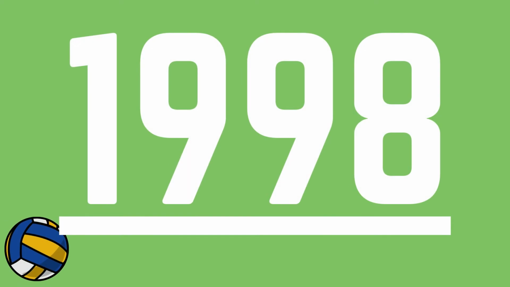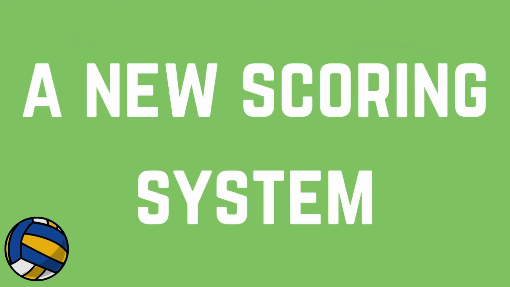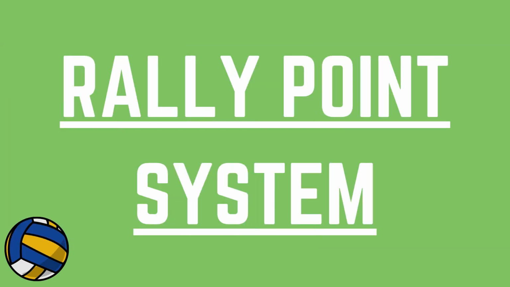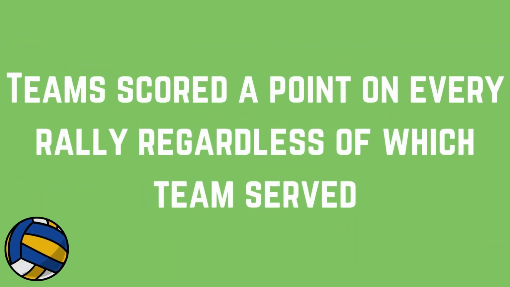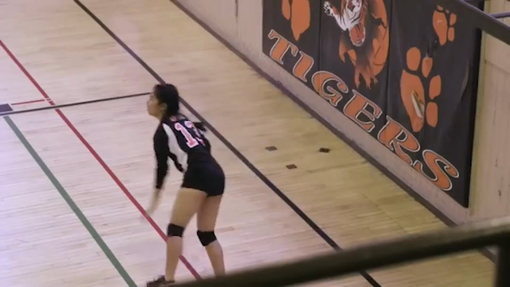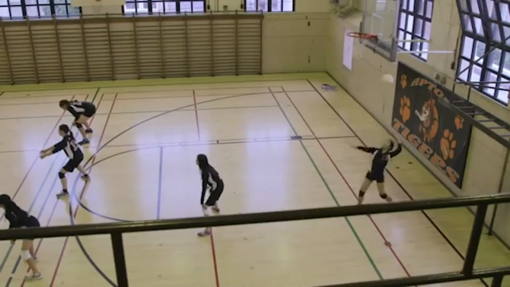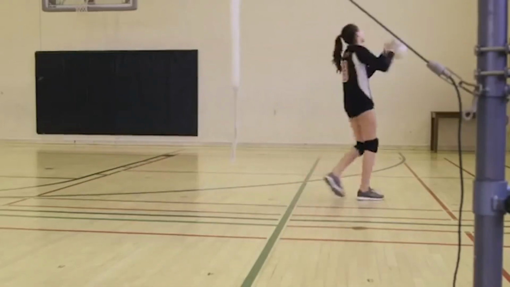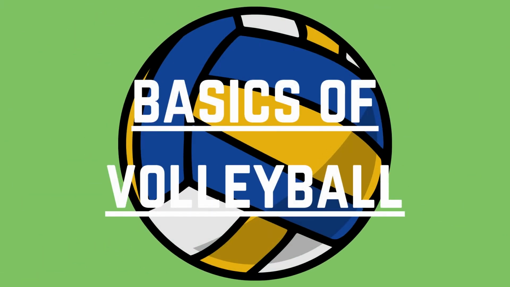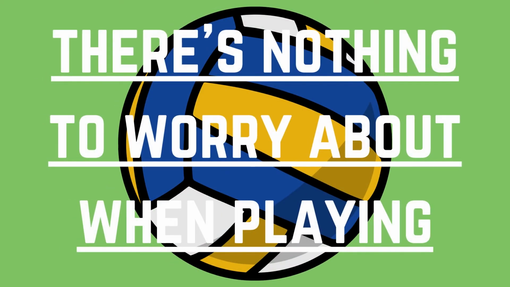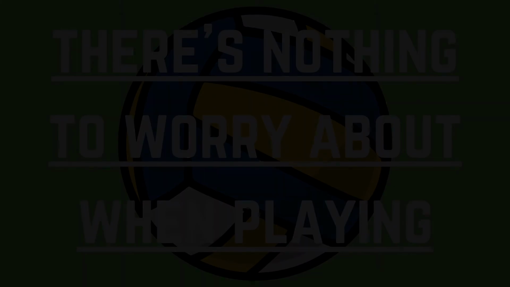Since 1998, volleyball has been using a new scoring system known as the rally point system. Teams score a point on every rally regardless of which team served. Formerly, a team could only win a point if it served the ball. Winning the serve back from the opposition was known as a side out. These are the basics of volleyball, and once you understand how it works, there's nothing to worry about when playing.